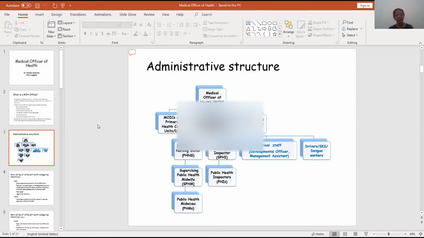Other than them, there are non-technical people as well. There are clerical staff, development officers, and management assistants. They are handling the money and they are planning projects. All those things are done by the clerical staff. And they are there to help you in preparation, presentations, and other documents. In addition to that, there are drivers, laborers, and tank workers. They all are non-technical people in the MOH office. So as a whole, you are the leader and you are the team.